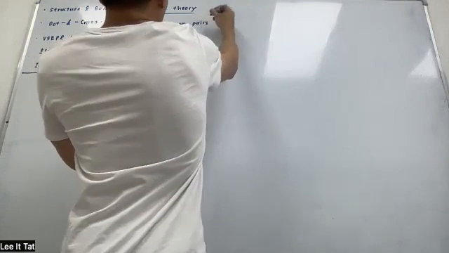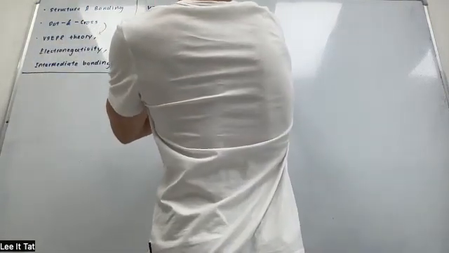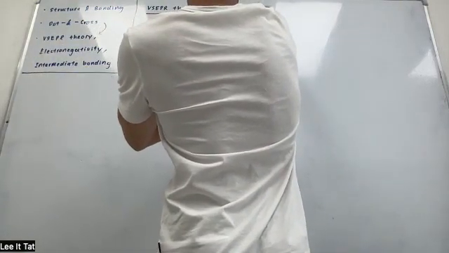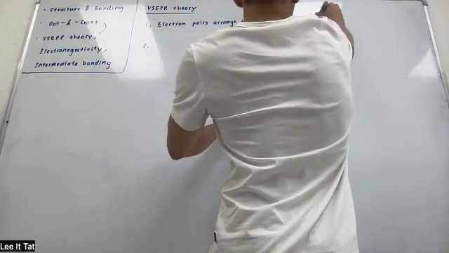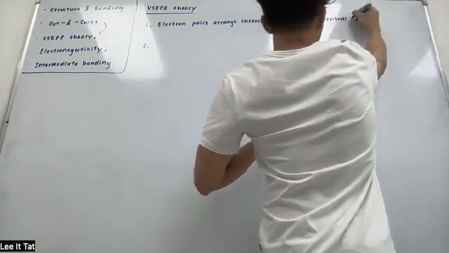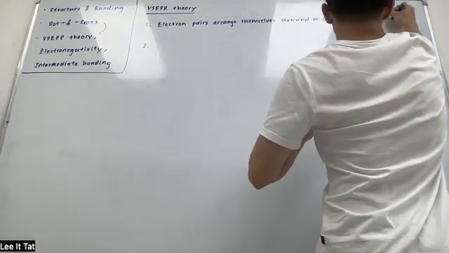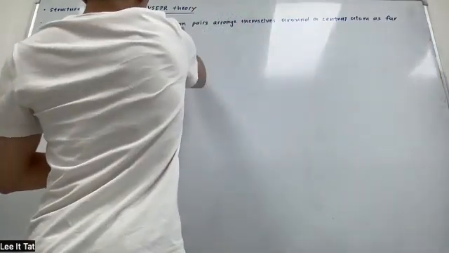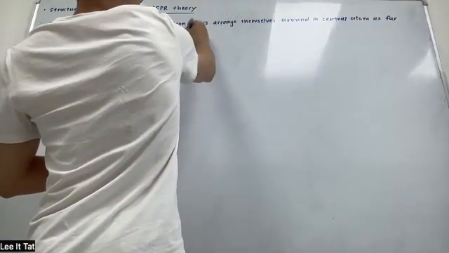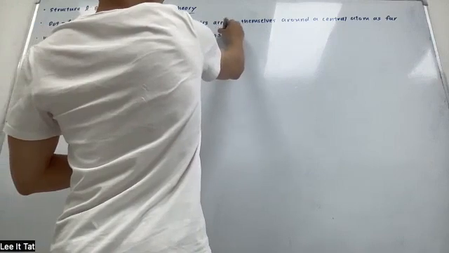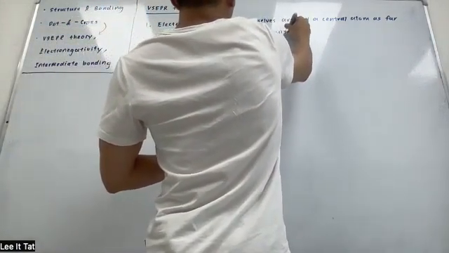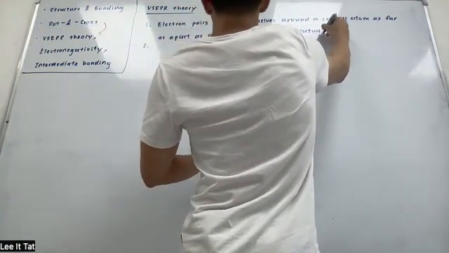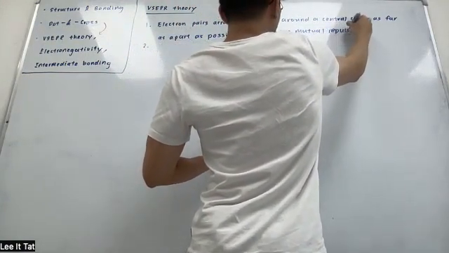Number one, the electron pairs will arrange themselves around a central atom, as far apart as possible to minimize mutual repulsion. Very, very lengthy sentence, but you need to memorize this, for any time they ask you to repeat the VSEPR theory in the exam.